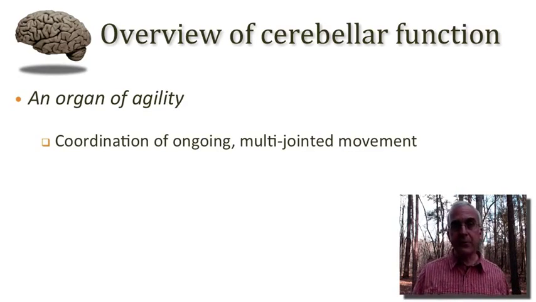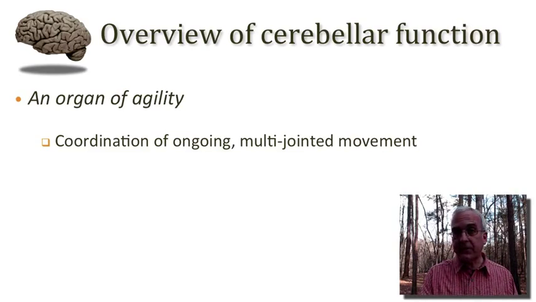Well, with respect to movement of the body, one component of agility involves the coordination of multi-jointed movement. So movement across multiple joints, often in a precise sequence of movement, sometimes from proximal to distal, although there may be some movements that work in the other direction.